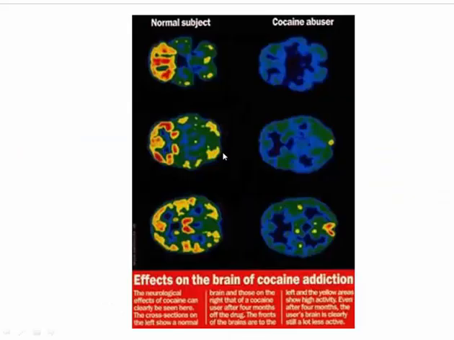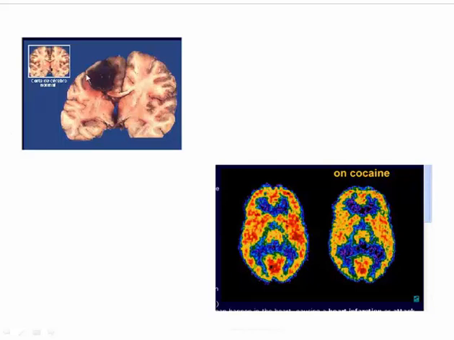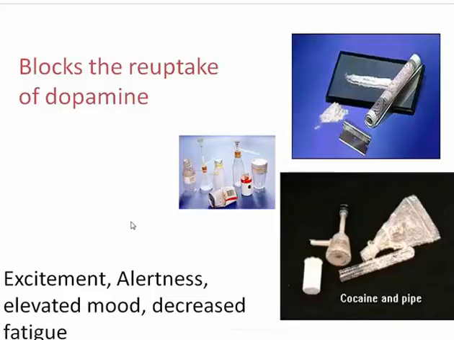Okay. This is a stroke that was caused by cocaine. It's showing this black area all damaged. So how cocaine works is it works at the fifth step of the synapse. It blocks the reuptake of dopamine.